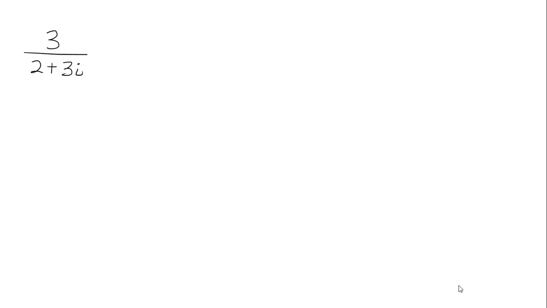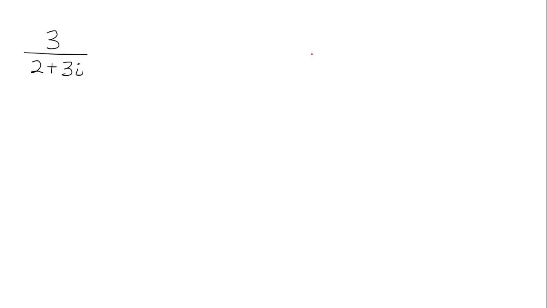So basically today we're going to simplify the denominator of a fraction form of a complex function. For example, like this one. You see we have 3 over 2 plus 3i. In this case your 2 plus 3i now becomes your denominator.